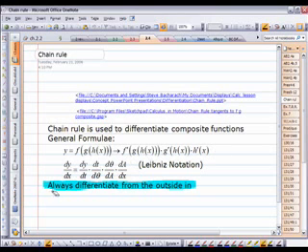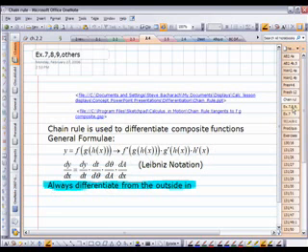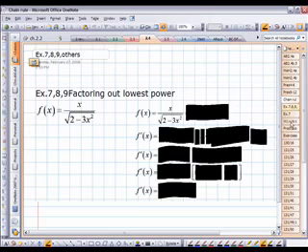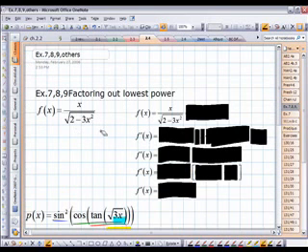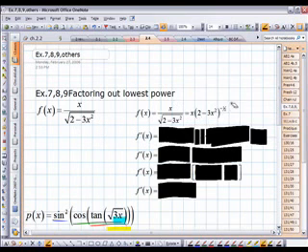But the idea is to always differentiate from the outside in. So let's take a look at several examples. An important thing about a lot of this is factoring out the lowest power. Whenever you have situations with radicals, it's going to be very important to factor out the lowest power to help simplify it. So the first thing to do is to rewrite this in this manner.